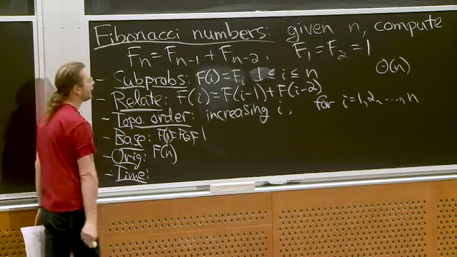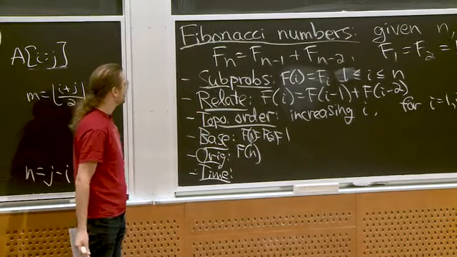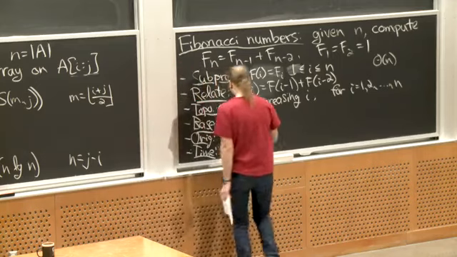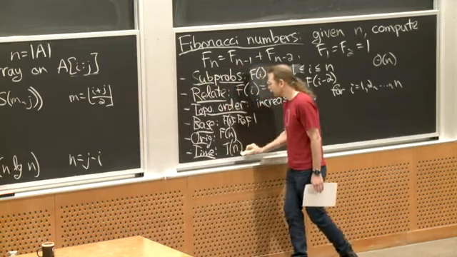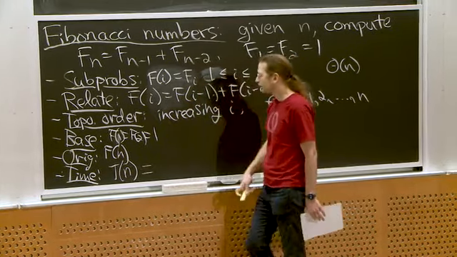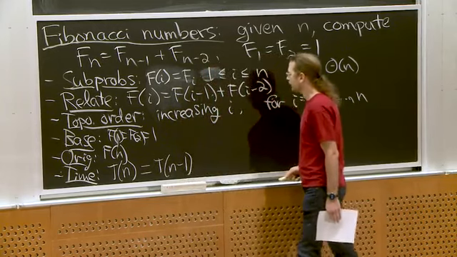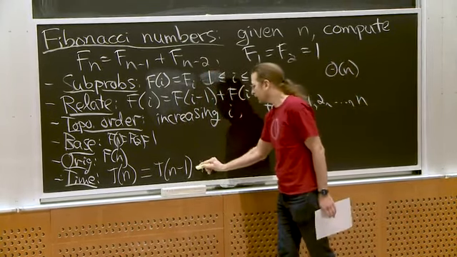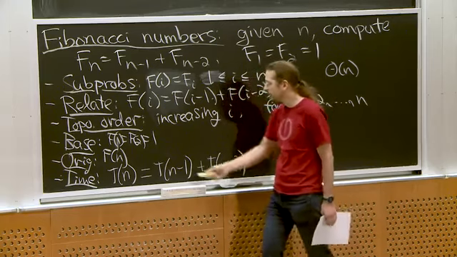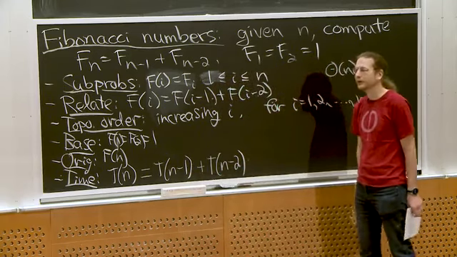So what is the running time of this recursive algorithm? As I've stated it so far, the running time is given by a recurrence. Let's write the recurrence. In order to compute f of n, I recursively compute f of n minus 1, and I recursively compute f of n minus 2. So that will take T of n minus 2. This first step will take T of n minus 1. And now I need to solve this recurrence.